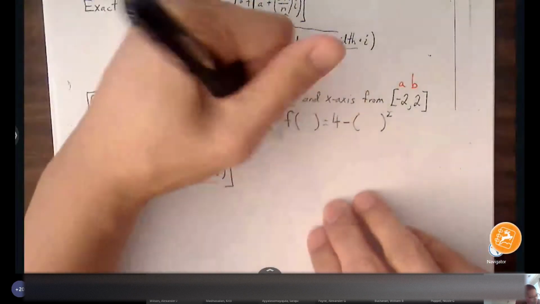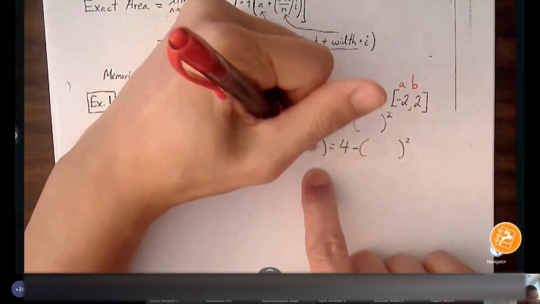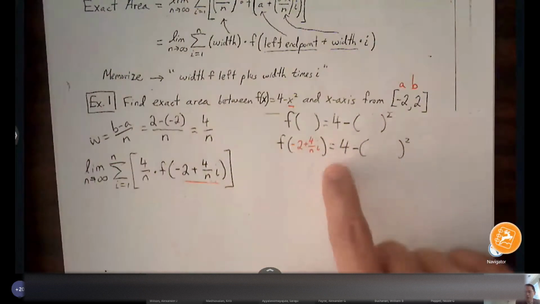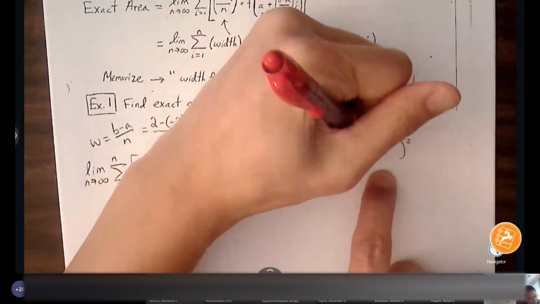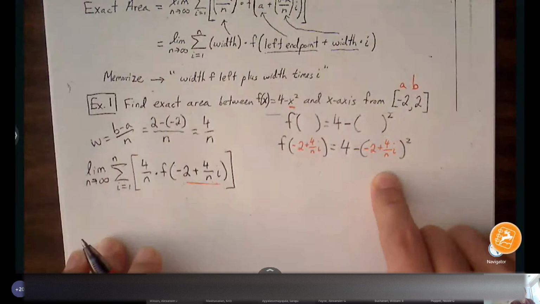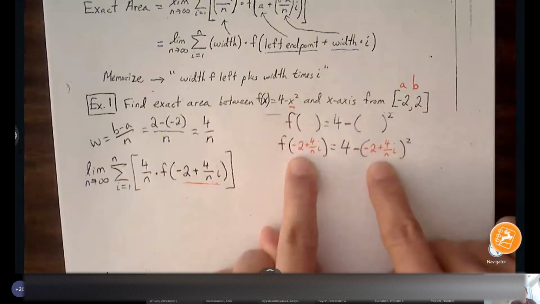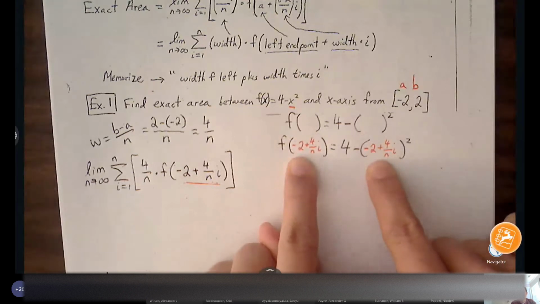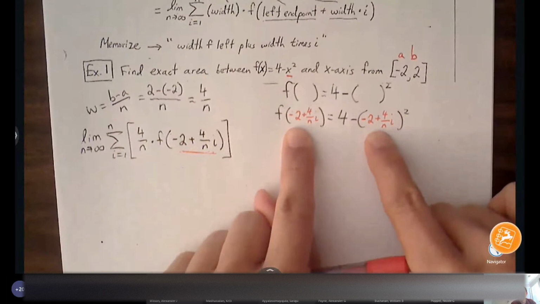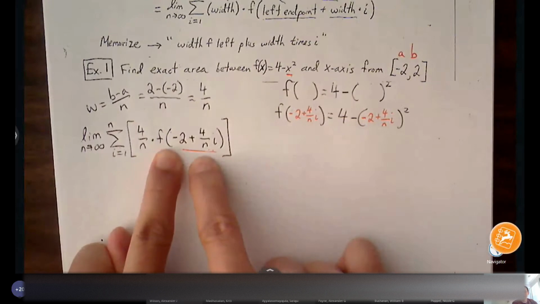So now I can replace that gap with my argument. So now f of -2 plus 4 over n i is the same thing as, for this problem, 4 minus (-2 plus 4 over n i) squared. Do we all see the connection from here to here to here? Any questions so far? Now this is going to replace my f of -2 plus 4 over n i.